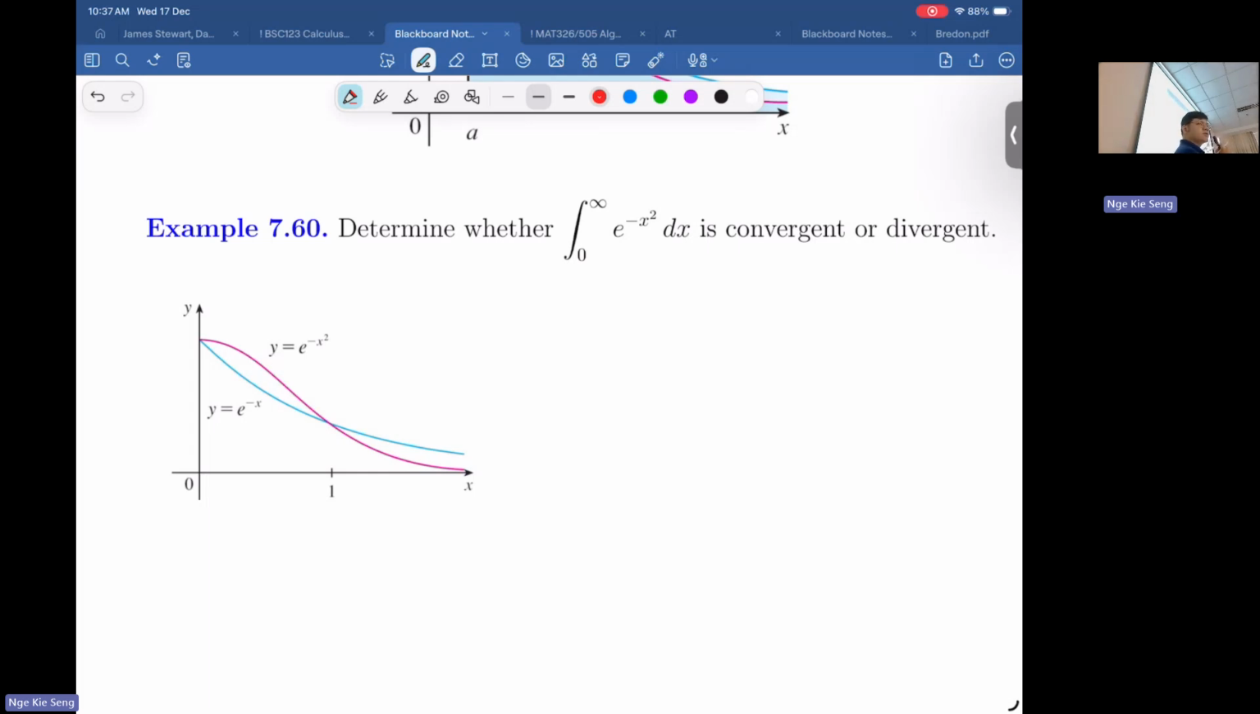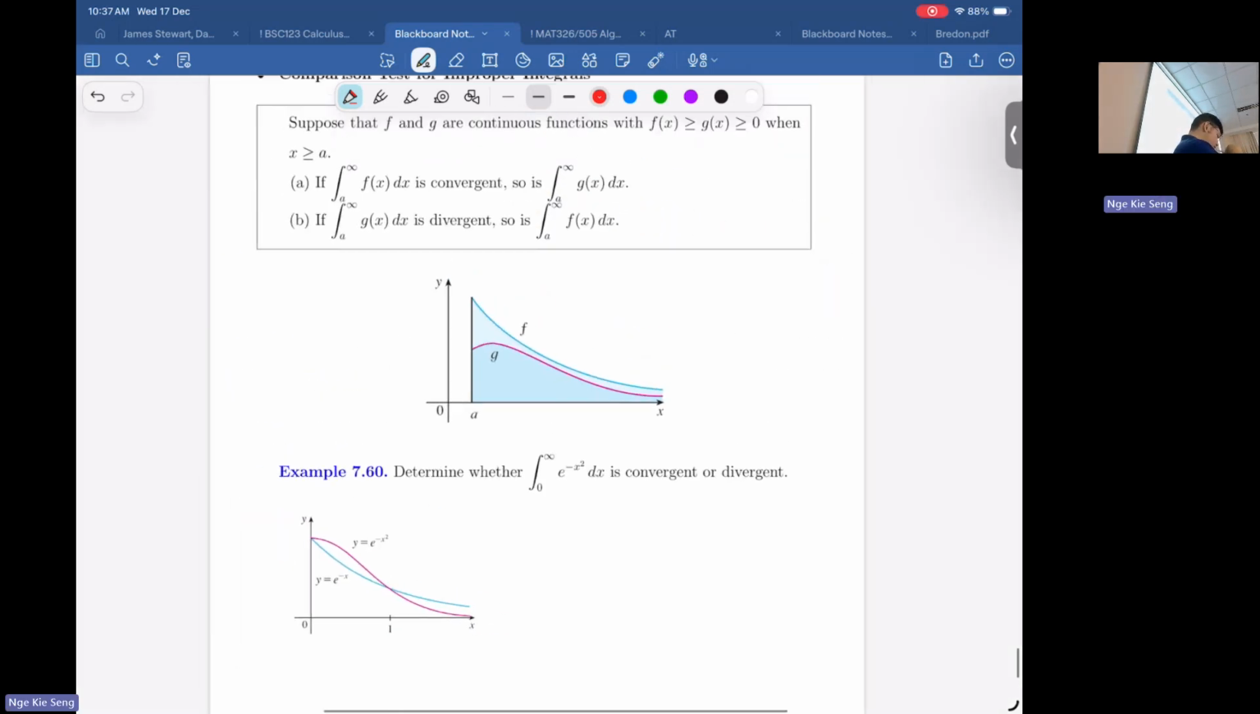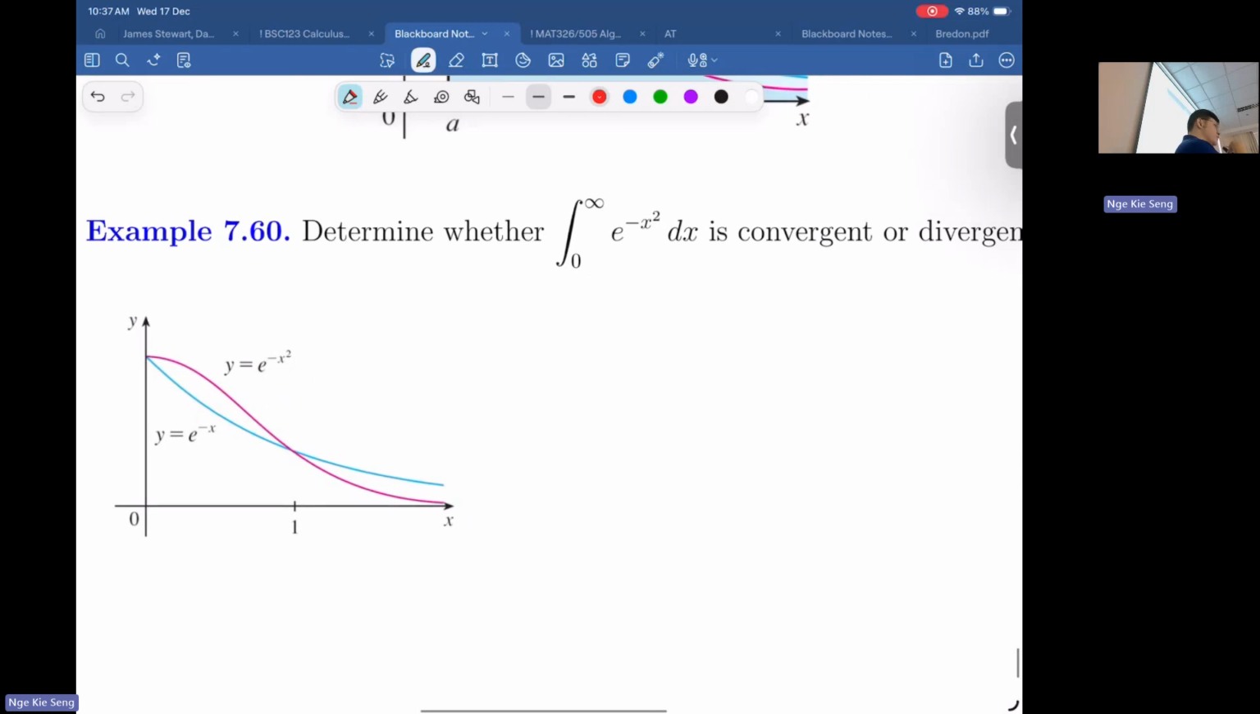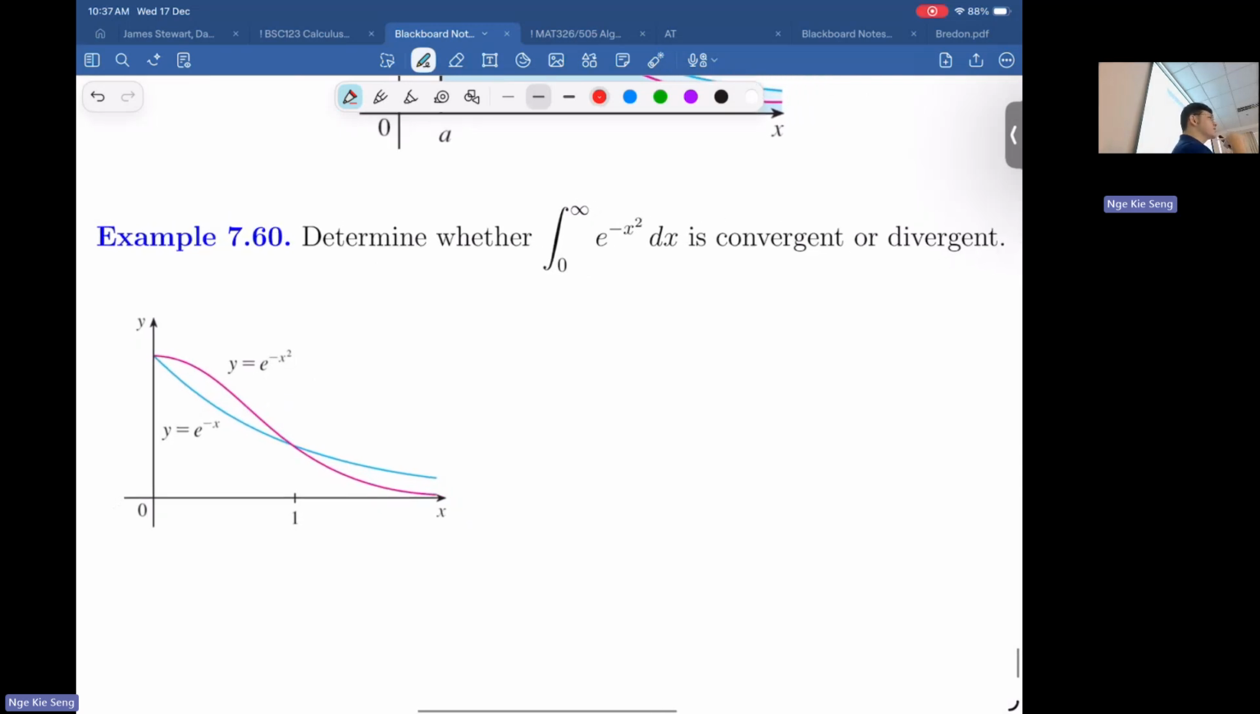What's the reason the picture is drawn here? Can you guess? Can you think about it? Based on what we know just now, can you think of a strategy to use this picture here? And then we're going to test your strategy. Any idea?